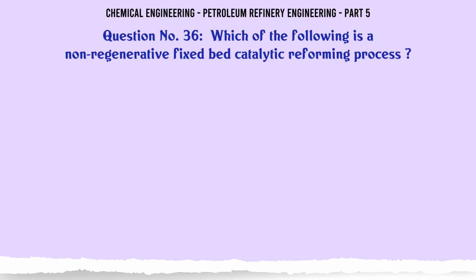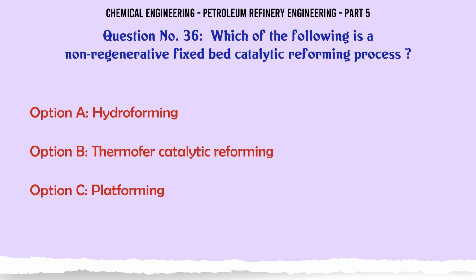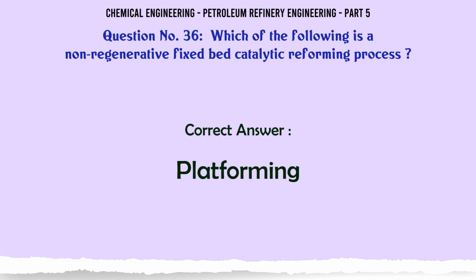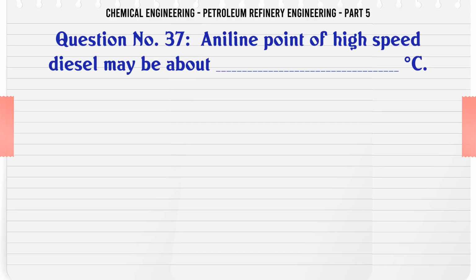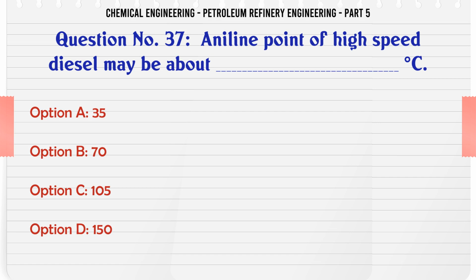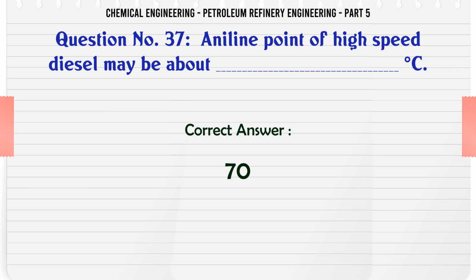Which of the following is a non-regenerative fixed-bed catalytic reforming process? A. Hydroforming, B. thermofor catalytic reforming, C. platforming, D. hyperforming. The correct answer is platforming. Aniline point of high-speed diesel may be about blank C. A. 35, B. 70, C. 105, D. 150. The correct answer is 70.